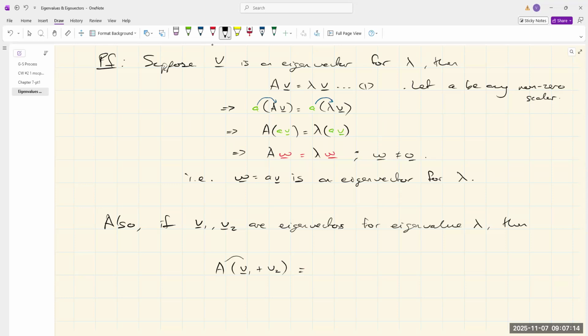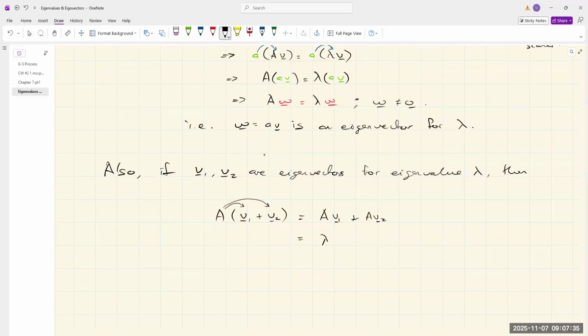Okay, so we know A is a matrix, so it just distributes over each one. So we get A V1 plus A V2, okay? And V1 and V2 are eigenvectors, right? So eigenvectors mean A V1 equals lambda V1, okay? So eigenvector means Ax equals lambda x. And A V2 equals lambda V2. So I'm just using that property here. And lambda is a scalar, so I could pull lambda out to the front.